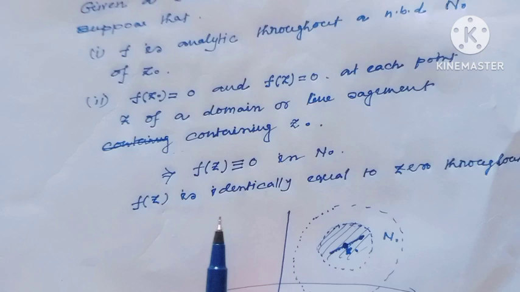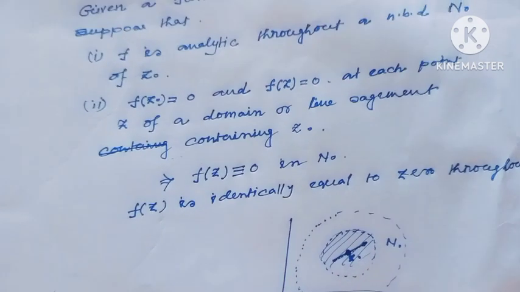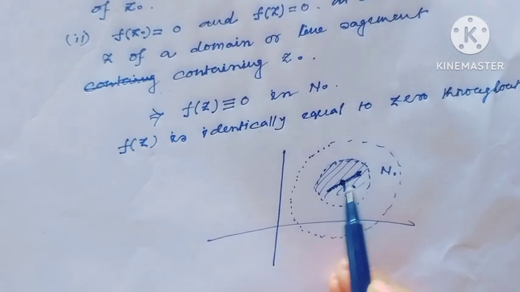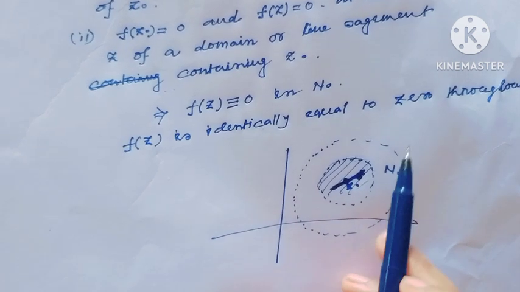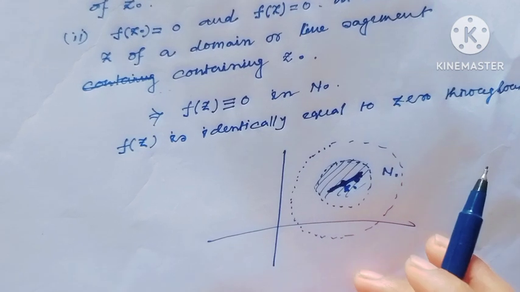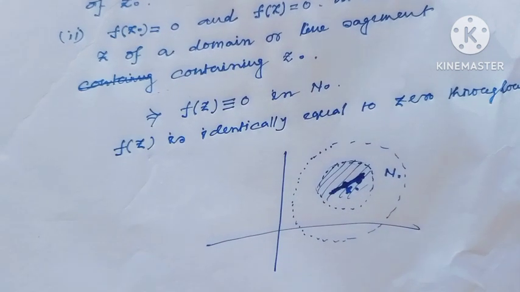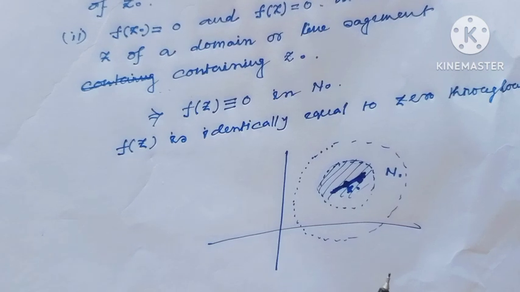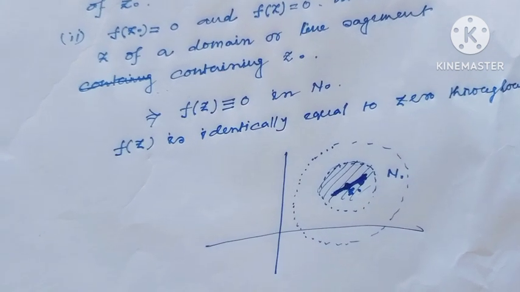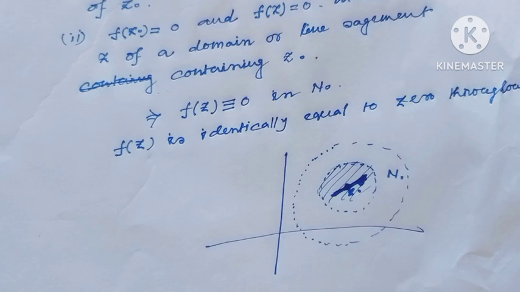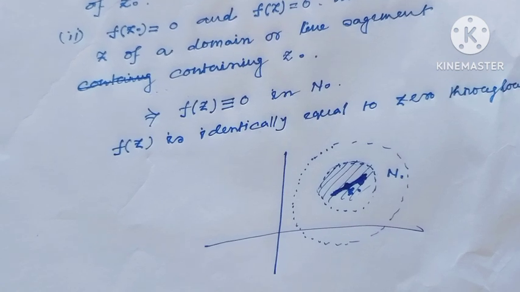If f(z) is equal to 0 on this line segment, but f is analytic in the whole neighborhood, then by the identity theorem f(z) is identically 0 in the whole neighborhood N0. This is the identity theorem. Now I will see one example. I have discussed this part elaborately in my previous video. Today, just as a review, I have indicated this again.